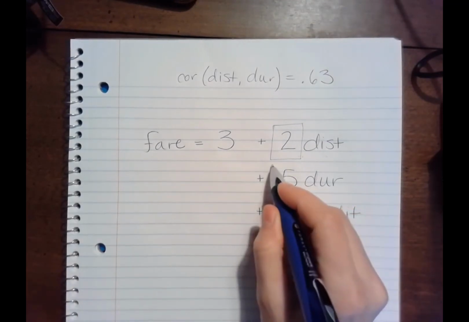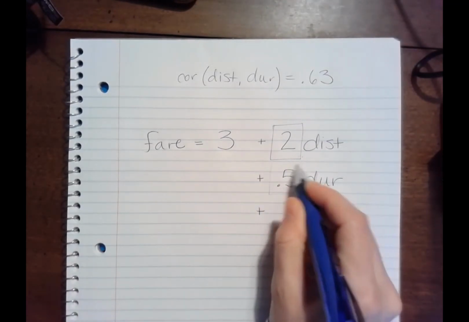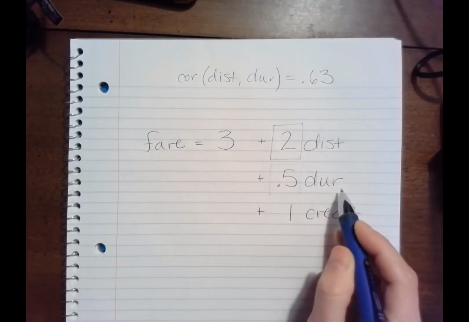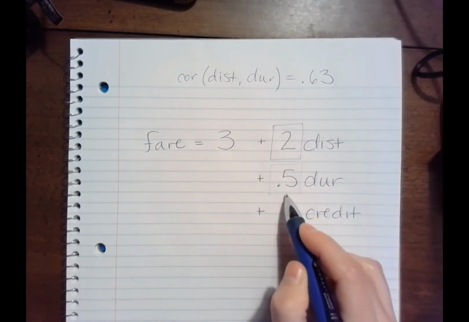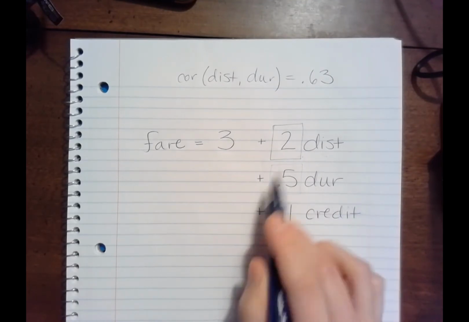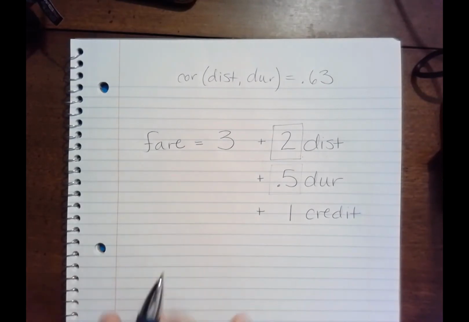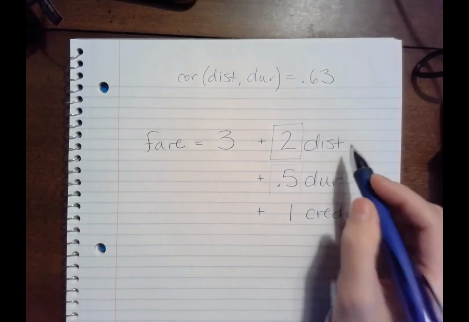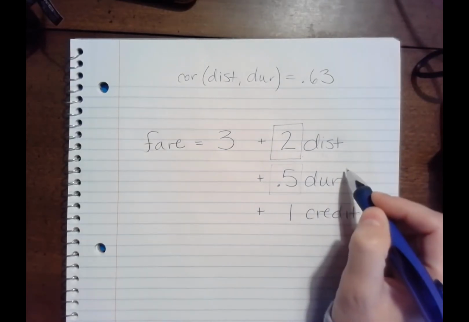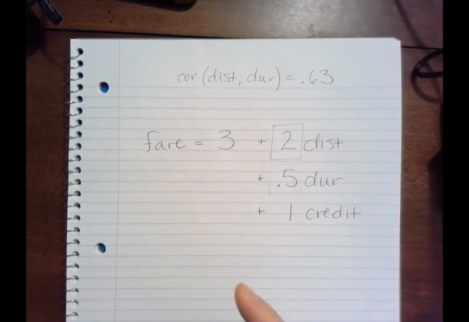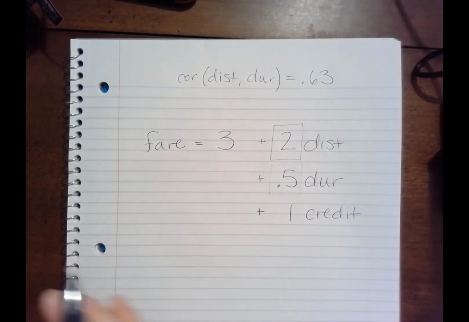I could then go on to interpret this half. For every additional minute in the car, I'm going to expect the ride to cost 50 cents more on average. So that's how I would interpret these coefficients in a typical situation. However, when I have multicollinearity, it means that these two things tend to move together. And the word tend is my problem. I don't know exactly that they move together. I don't know by how much they move when they move together.